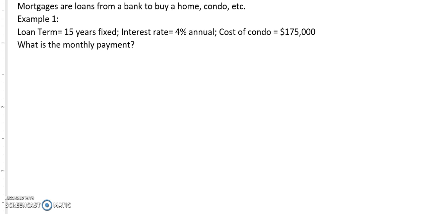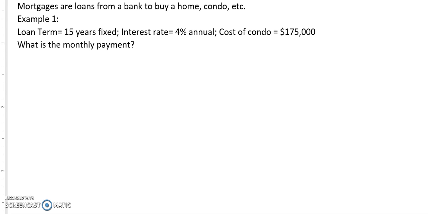So let's start now. Mortgages. Mortgages are loans from a bank to buy a home, condo, etc. This is a special term that people use, but basically, these are loans. Let's do an example. Let's take the loan term to be 15 years fixed. The interest rate is 4% annual. Cost of condo is $175,000. What is the monthly payment that you need to make?